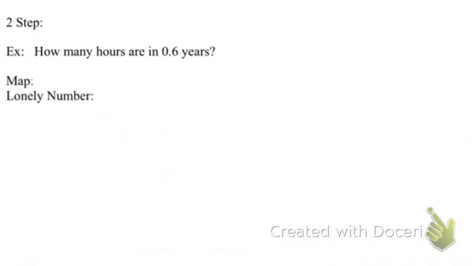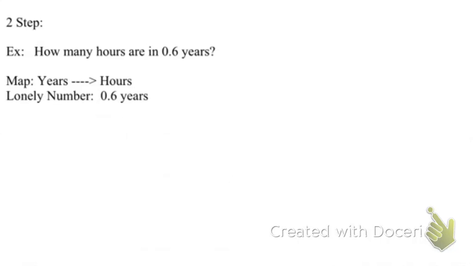Alright, this is now a 2-step problem, so we'll need 2 parenthetical statements. But for solving these, we always use our 4-step system. Step number 1 is draw a map. We're given years, and we want to figure out how many hours are in 0.6 years. So we're going from years to hours. And our lonely number, the only number we're given, is 0.6 years.